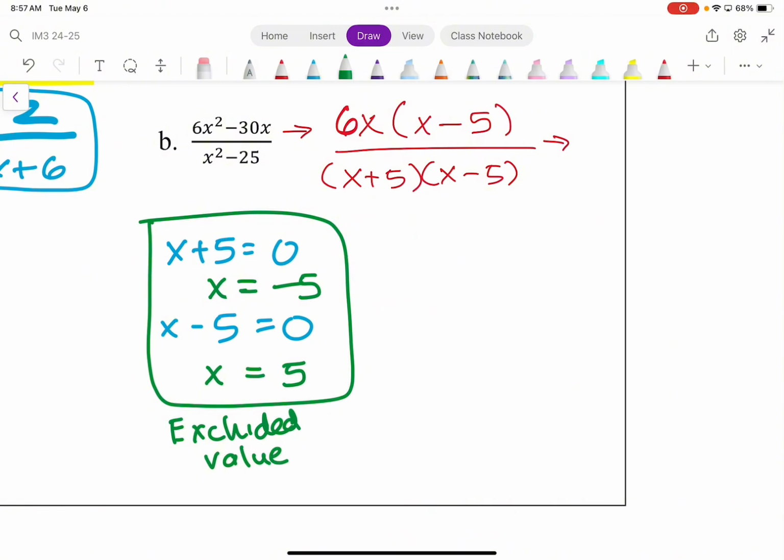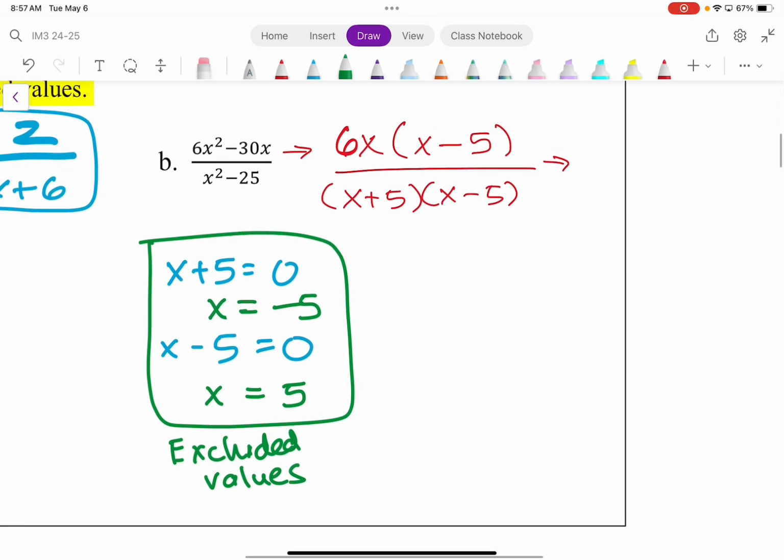these are values of x that result in a denominator of 0, which is what we don't want because we are not able to divide by 0. That yields an undefined statement. All right. Anyway, so now we can cancel things out.